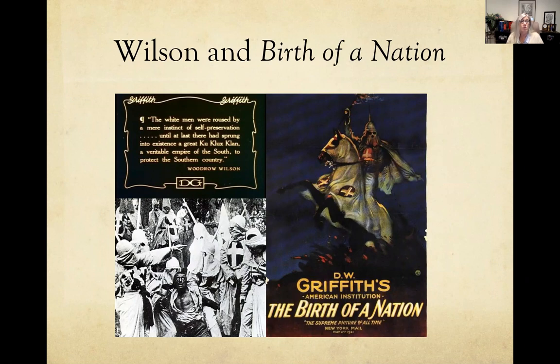The white men were roused by a mere instinct of self-preservation until at last there had sprung into existence a great Ku Klux Klan, a veritable empire of the South to protect the Southern country.